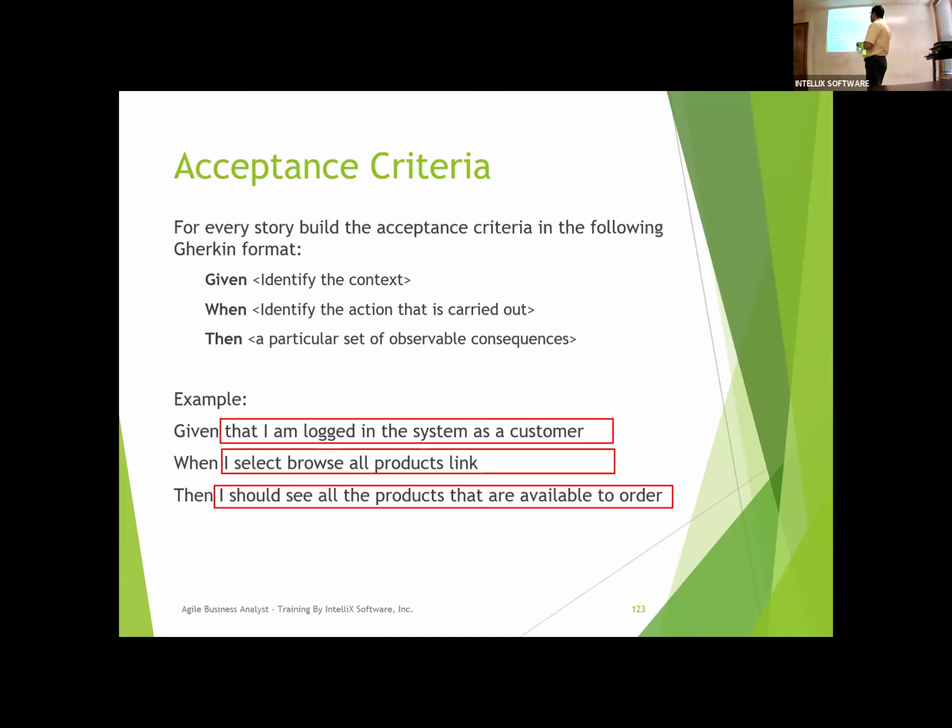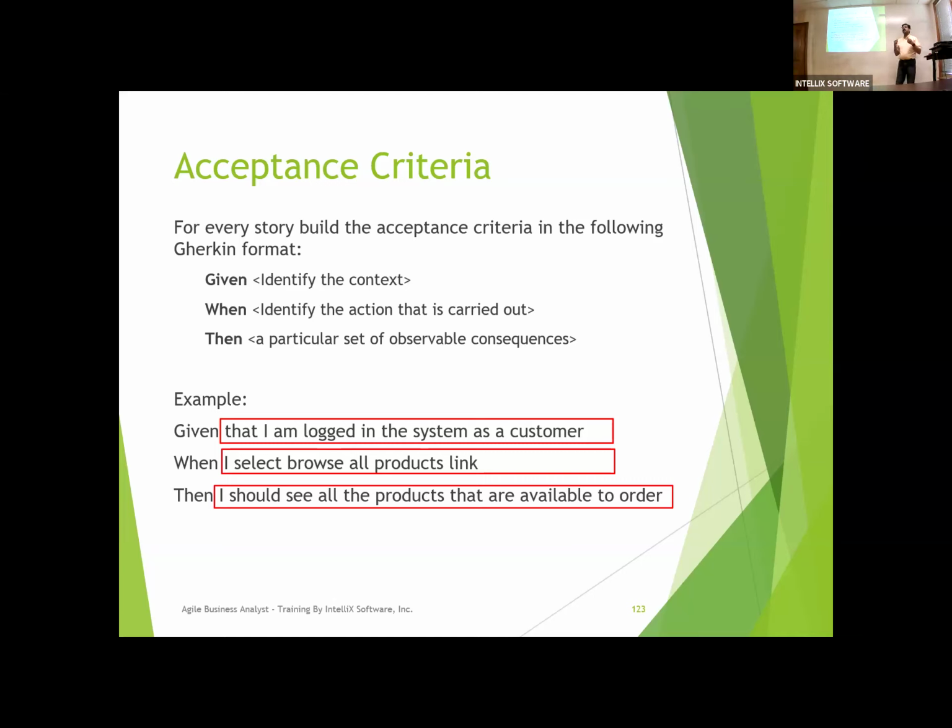Now, same thing when you think around the PHN nurse system, right? So you can just say, hey, given that I'm a PHN nurse logged into the system, and when I click on patient registration, then I should see a patient registration form that I can go and log information about patients and create and register them, right? So that's the acceptance criteria.